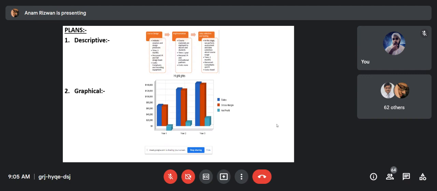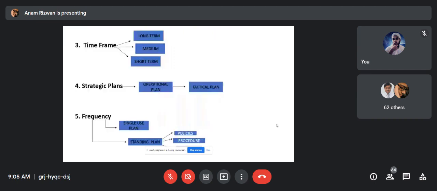Then we talk about the plans which can be presented in a graphical format. That is, to present plans in the form of a bar chart or a pie chart, etc. This simply means a graphical presentation of our ideas. Plans can also be presented on the basis of time frame: long term, medium, and short term.